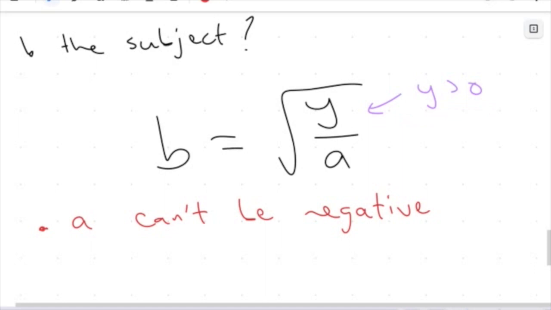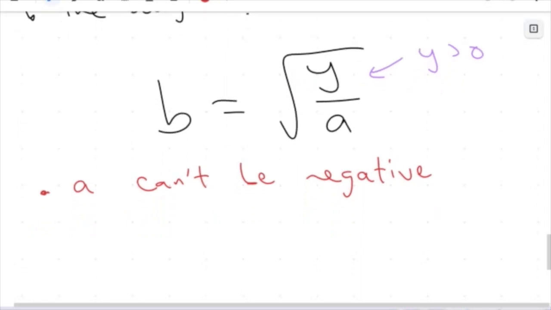But if a is a positive number, it will work because we're going to have a positive divided by a positive, which gives us a positive number in the square root sign, which will give us a real answer. If you put that in your calculator, it's going to work. So that's one particular restriction. And we're saying a can be a positive number.